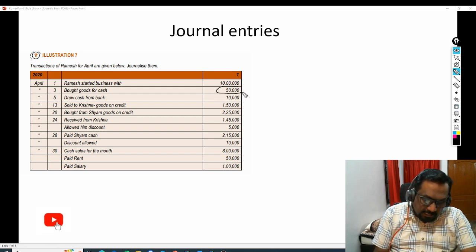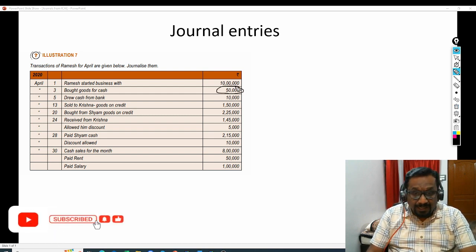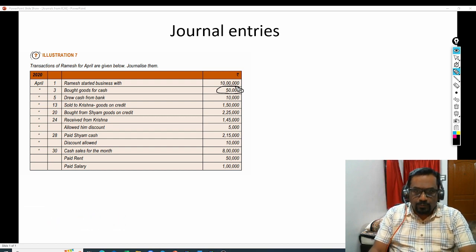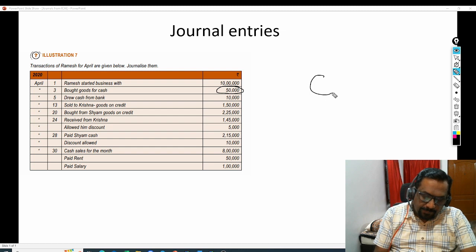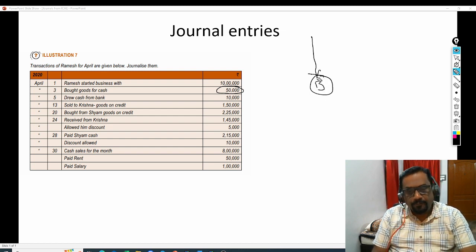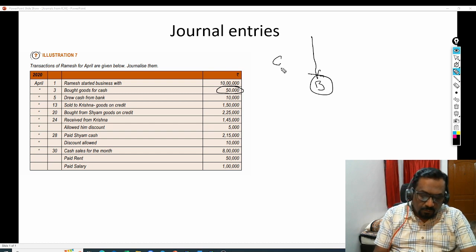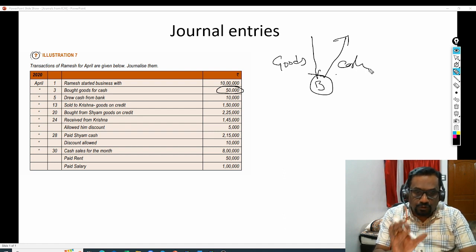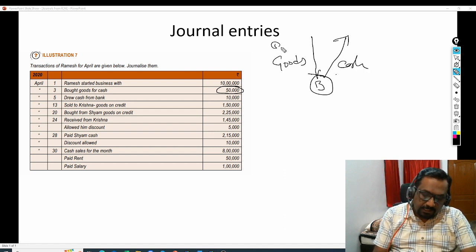Bought goods for cash 50,000. He made it very, very clear. Bought goods for cash. So these goods were purchased by cash. When we purchase goods, what comes in? Goods. What goes out? Cash. Goods comes under real account. Cash comes under real account.